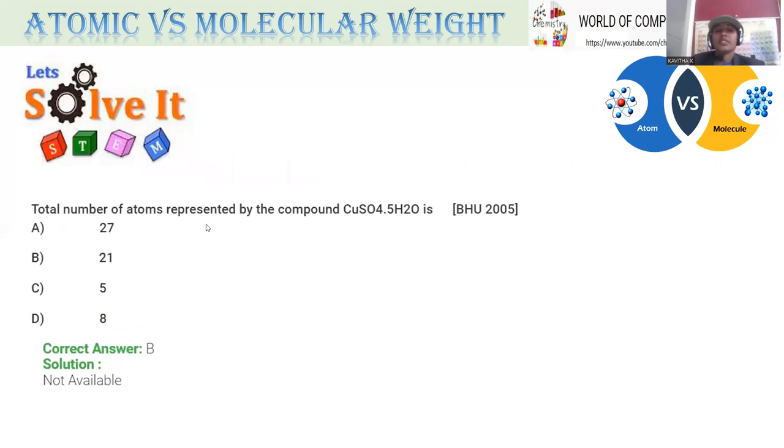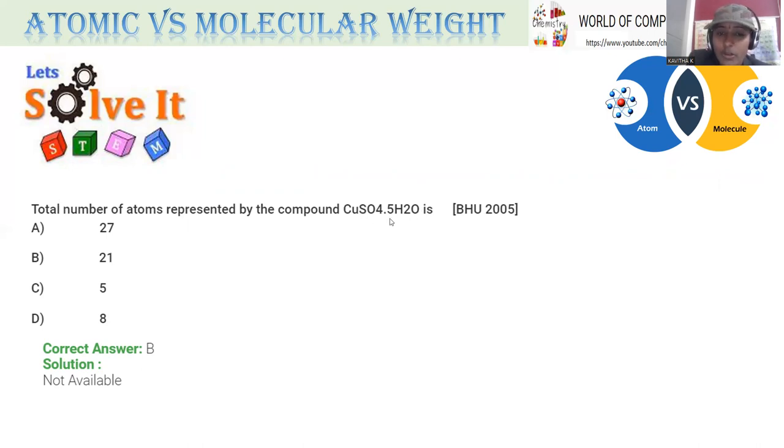Total number of atoms represented by the compound copper sulfate pentahydrate. CuSO4·5H2O is called copper sulfate pentahydrate. If you want to calculate the total number of atoms, let us go one by one. Copper, Cu, is one atom. Sulfur, again one atom, two atoms completed. How many oxygens are there? Four oxygens are there. So 2 plus 4, total 6 atoms over copper sulfate.